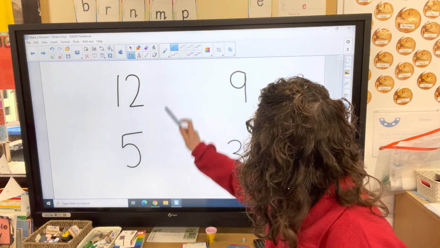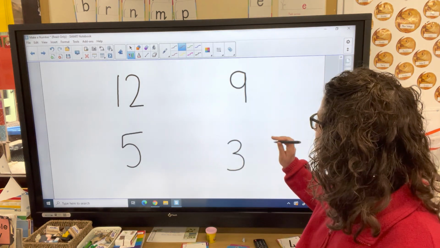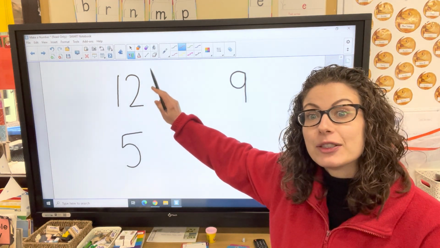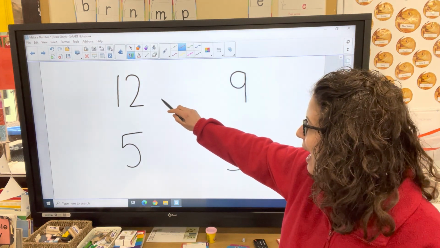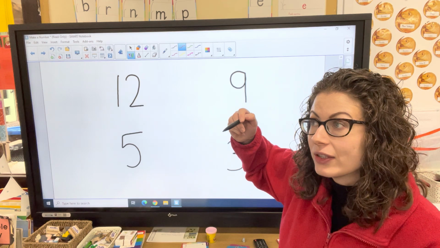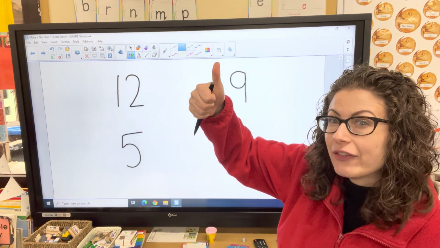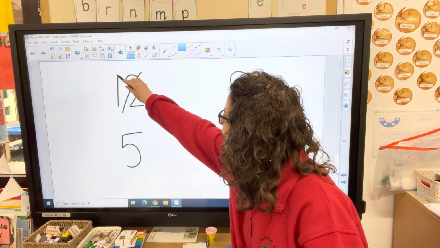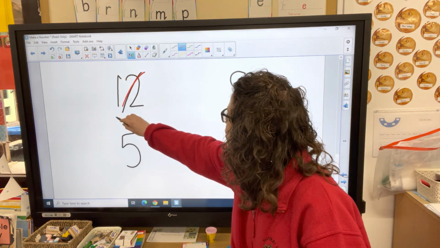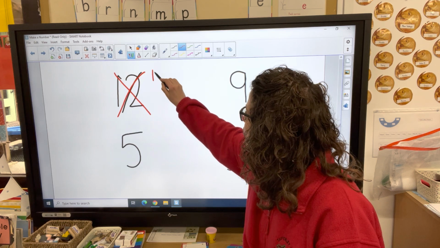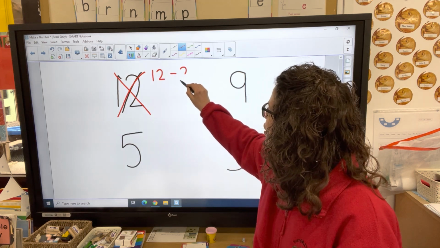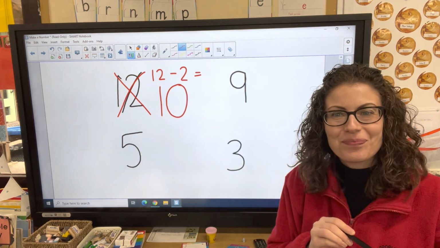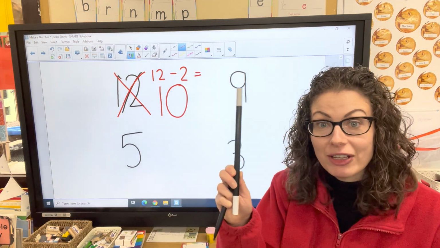Okay, brilliant. Right, I'm going to change my colour. Let's see if a red will work. So, 12, let's start there. 12 is more than 10. So I'm going to have to take away. So 12, 11, 10. I'm going to have to take away 2. So if I take away 2, so 12, take away 2, I'm going to turn it into 10. Brilliant, well done. It's magic.